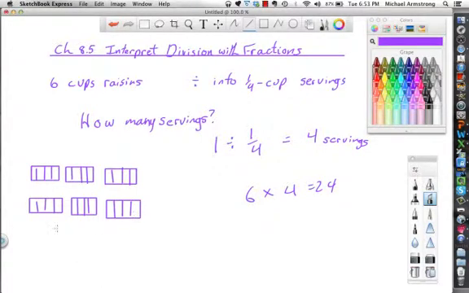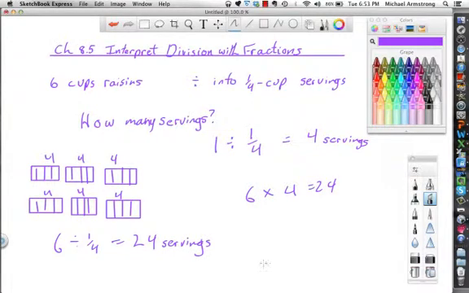Okay, so we can see how that looks. And then we can think about the division problem, 6 wholes divided by 1/4. Count the total numbers. There's 4 in this one, 4 in this one, 4, 4, 4, 4. So 4 plus 4 plus 4 plus 4 plus 4 plus 4, or 4 times 6, is equal to 24. 6 divided by 1/4 should be equal to 24. So there should be 24 servings.